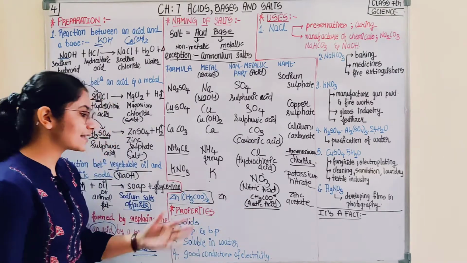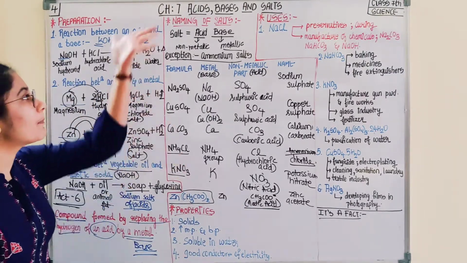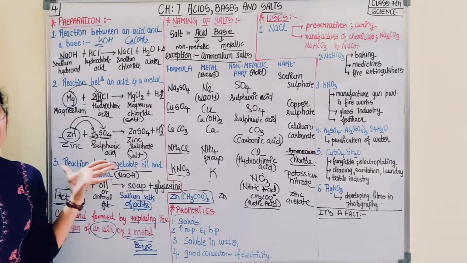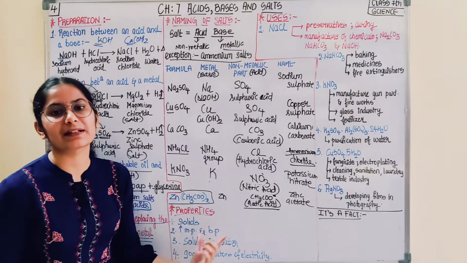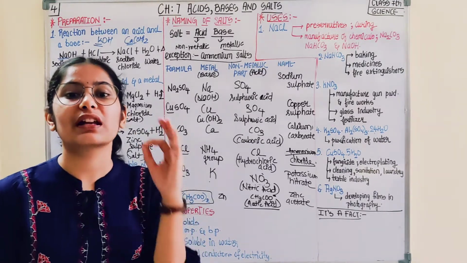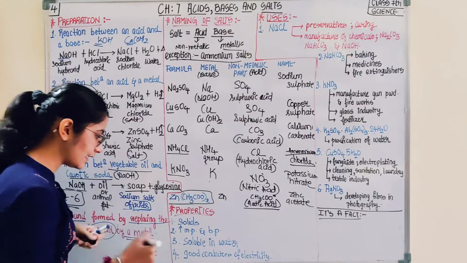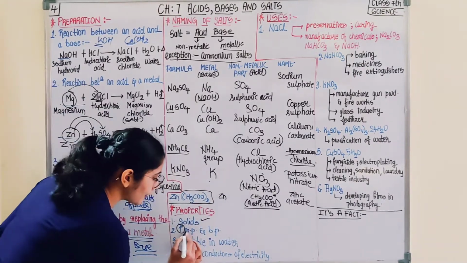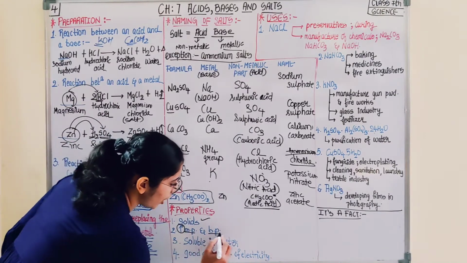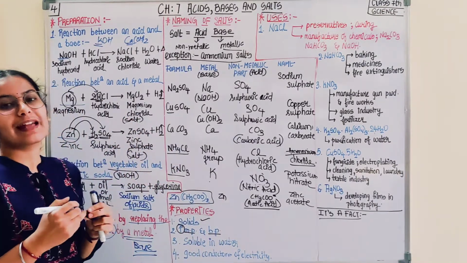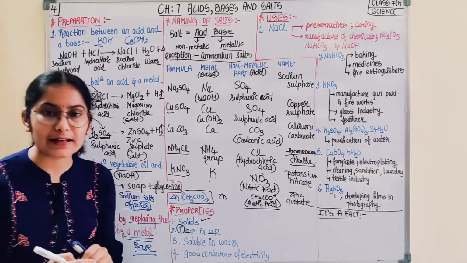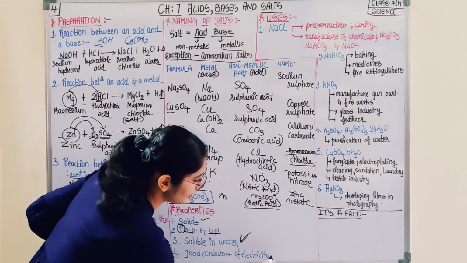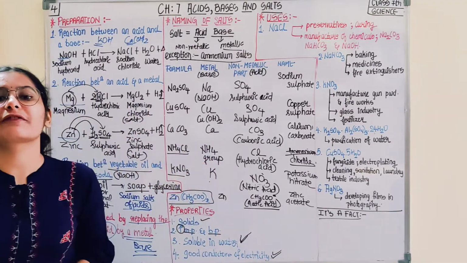Okay, we move on to the next, properties. What are the properties of salts? Physical properties. Preparation means chemical properties; we are talking about physical properties. Salts generally are solid in state. They have high M.P., melting point, and B.P., boiling point, so they have high melting and boiling points. They are solid and they are soluble in water. Because they are soluble in water, they are good conductors of electricity.